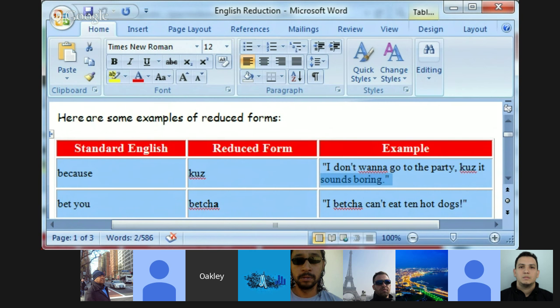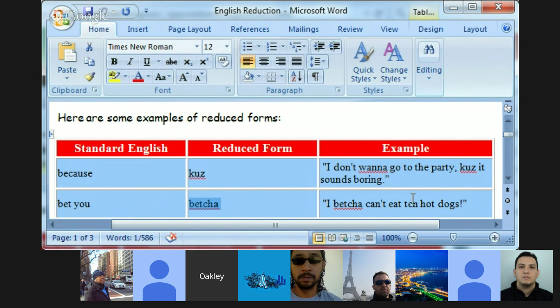Okay. All right. Let's do some more practicing. Hussein, "bet you." It's going to sound like "betcha." Okay. I bet you. I bet you. I bet you can't eat 10 hot dogs. Yeah. No, I bet you can't eat 10 hot dogs. Okay.